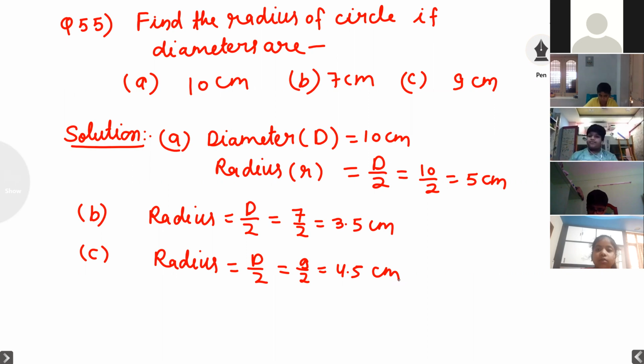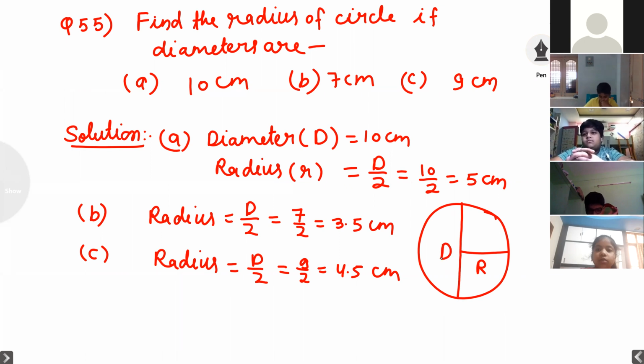Already I have taught in the regular classes. This is circle. Half of length is called radius and total length is called diameter. This is called radius and this total length is called diameter and this is called center point.